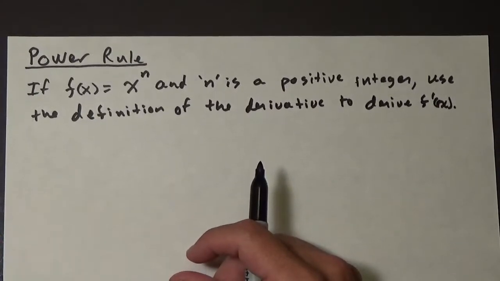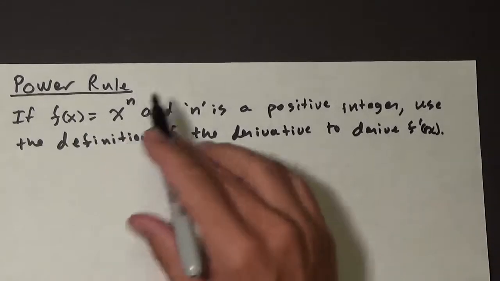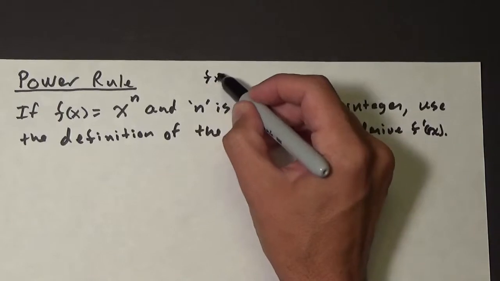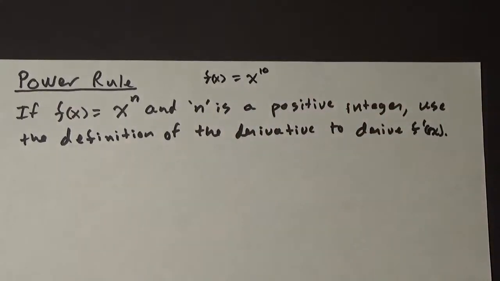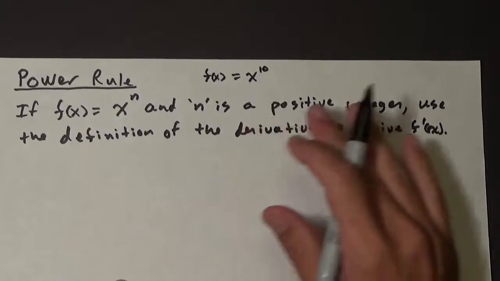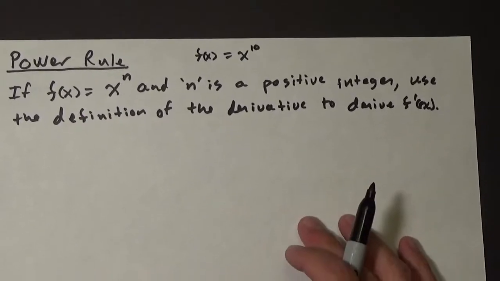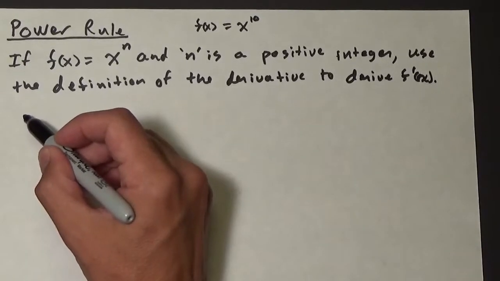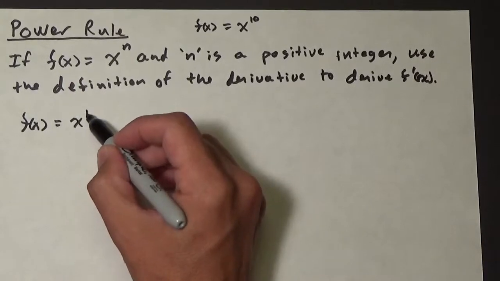All right. So just to give it a general idea, what we're looking at is if I had f of x equals x to the 10th power, what is the derivative of that? So that's basically what this question is asking. So let's go ahead and go through this process. So we have f of x equals x to the n power.